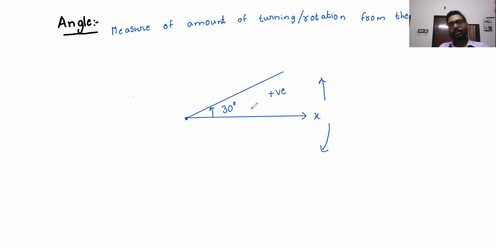So angle is measured in degrees. Now we'll come to this: degrees, radians, and grades. Angle can be measured in three systems. Just like length can be measured in meters, or length can be measured in feet, and so on, different measurements are there. Similarly, one scale for angle is degrees. So let's say we have moved 30 degrees this way, so we denote it as plus 30 degrees.